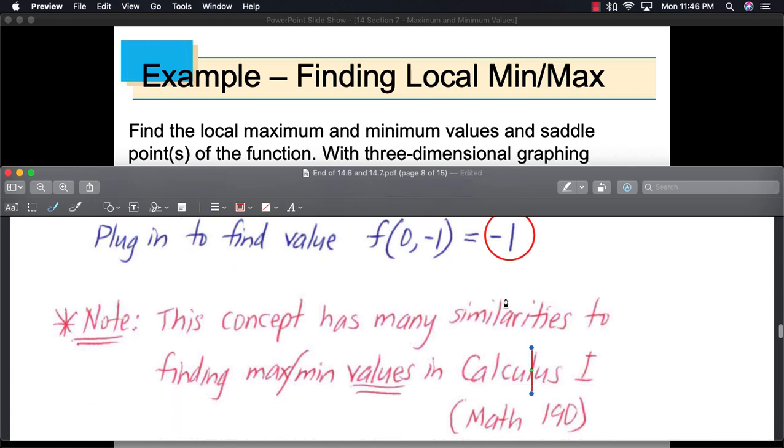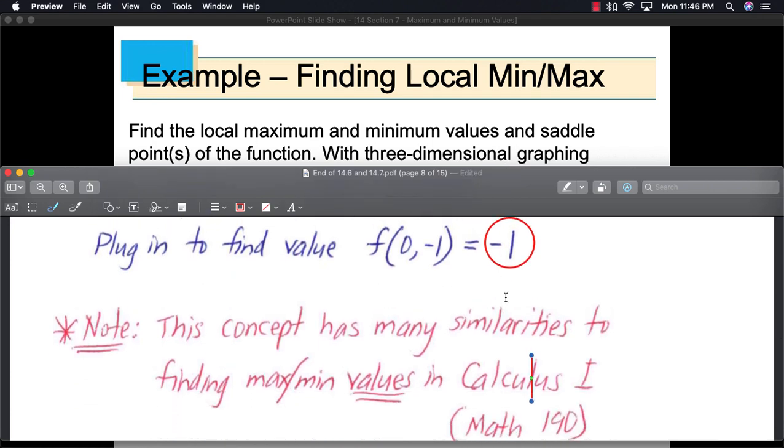And as I mentioned before, and I'll mention it again, this concept has many similarities to finding max or min values in Calculus 1. Again, how do we find maximum, minimum values? We take derivatives, and then after you take derivatives and find critical points, you take those critical points and physically plug them back into the original function to get an actual value. And that's what I did here. The answer to this question is -1.